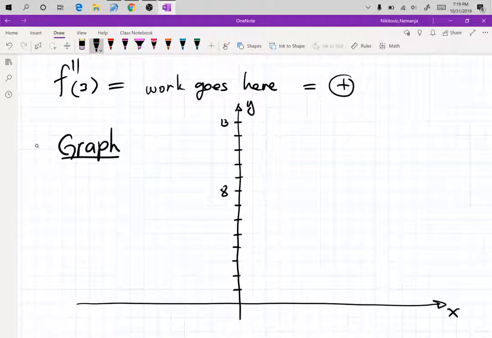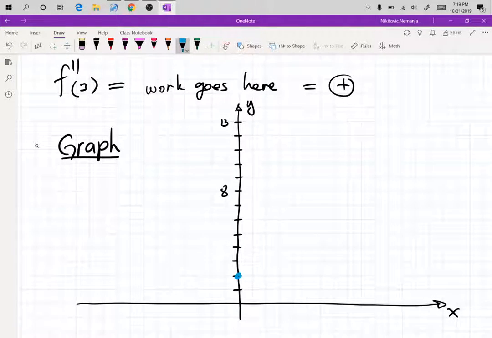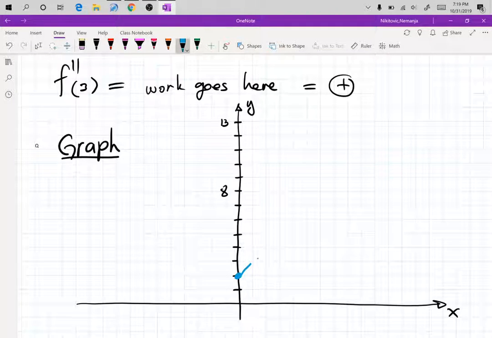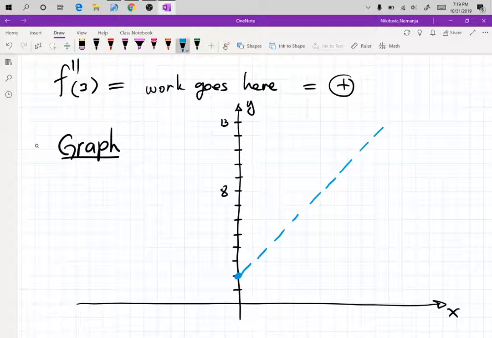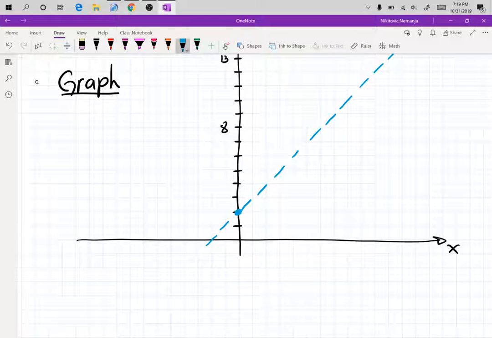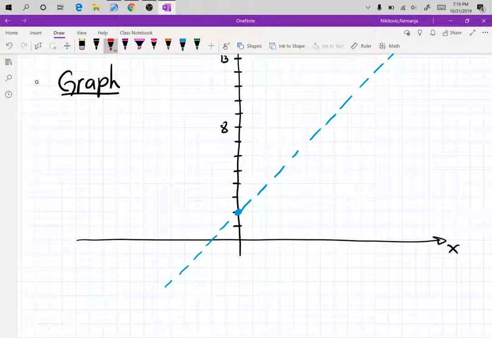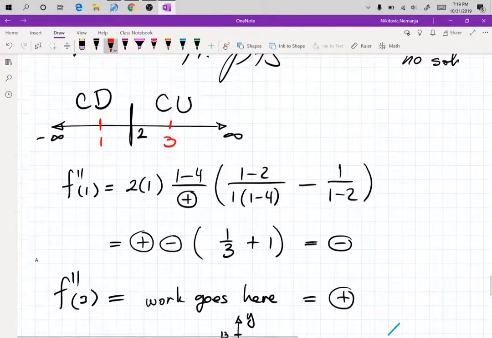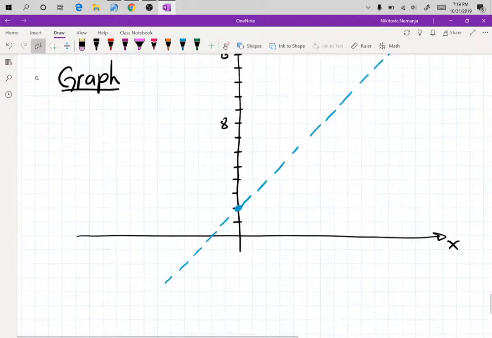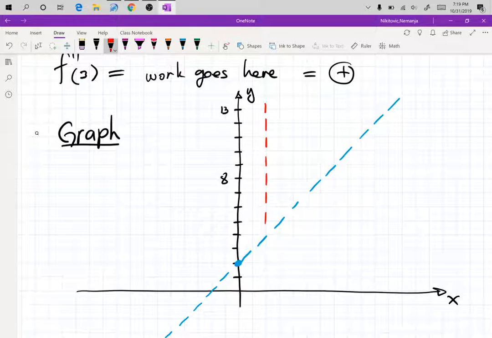Asymptotes. I have a slant asymptote x plus 2. It's a 45-degree line, so it's going to go through the corners of these squares. And then there will be a vertical asymptote at 2. We are going to draw the vertical asymptote, in red, at 2.